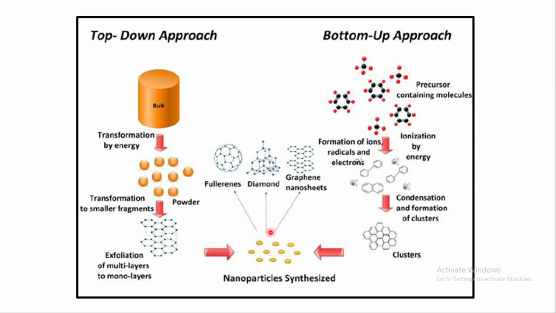So see here, the schematic shows bulk to small nanoparticles. There can be different kinds of nanoparticles: fullerenes, diamonds, graphene, nanosheets. And these sheets can also be formed from bottom-up approach where we have precursor containing molecules, condensation to form clusters and self-assembly, and then we can form graphene and nanosheets.